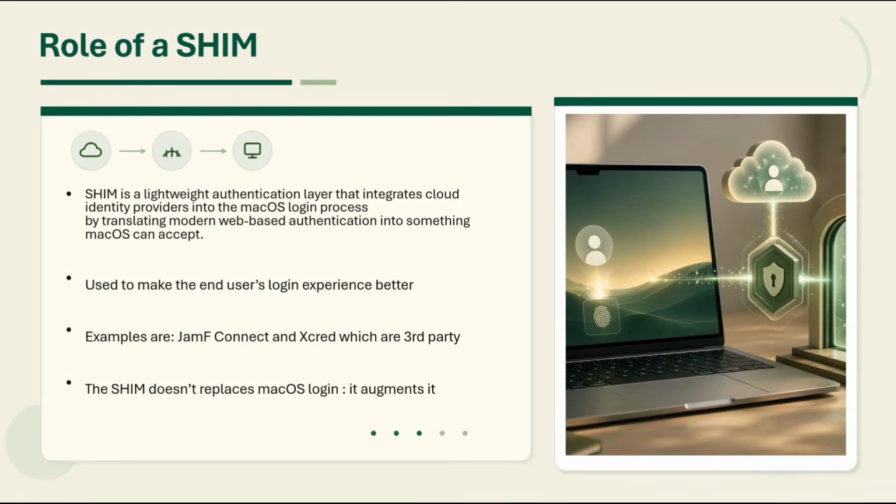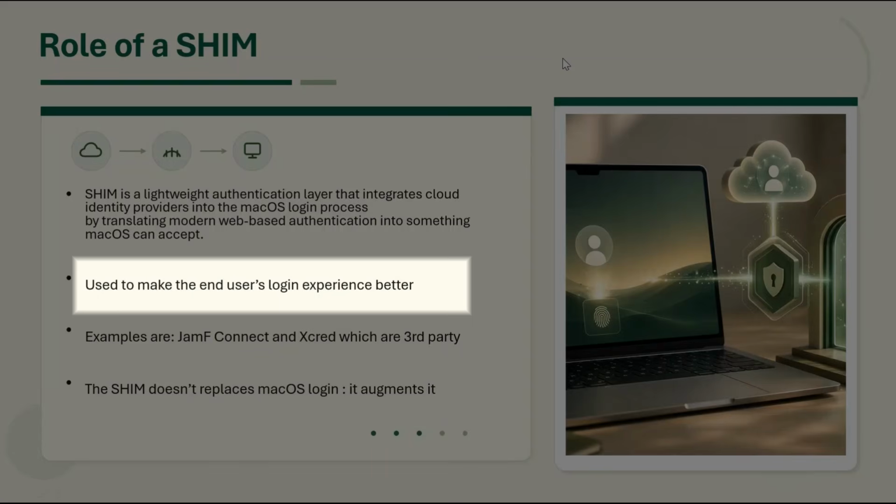So now when you have that context, now if you read this, SHIM is a lightweight authentication layer that integrates the cloud identity provider into the macOS login process by translating the modern web-based authentication, which is what the IDPs are using these days, that is OAuth and all the other protocols, token schemes, into something that macOS can accept. This is used to make the end user's login experience a little better.